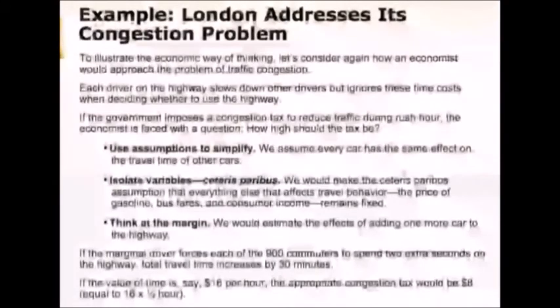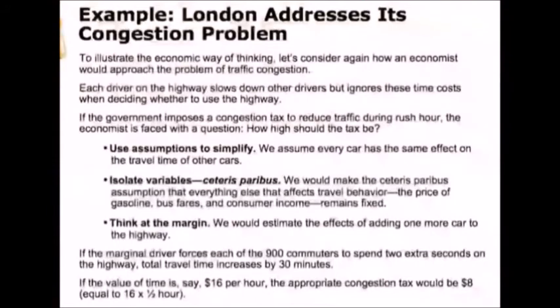One of those assumptions is that every car that enters the freeway affects other people's travel time the same. We also assume that other variables that affect travel behavior are held fixed. And then we're going to think at the margin. What's the effect of one car going on the highway? If the marginal driver, or one car, enters the highway, and there are 900 other commuters on the highway, how does that one car affect those 900 commuters? Let's assume that it causes those 900 drivers to add another 2 seconds to their highway time.